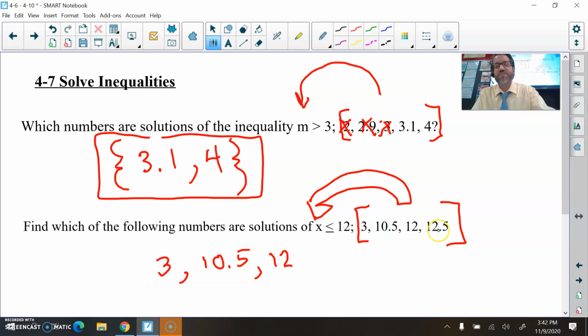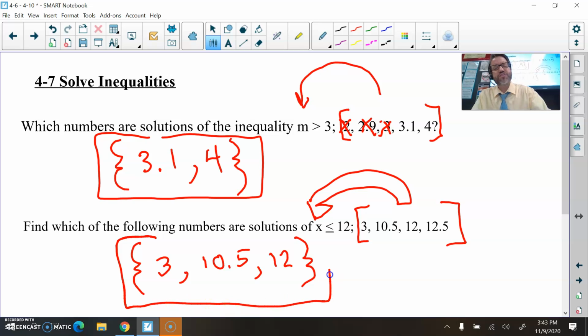We have one more to test, 12.5. Substitute it in. Is 12.5 less than 12? No, it's greater than 12, and it isn't equal to it. So I have these solutions right here. Now again, I'm going to put brackets around it to show this is my solution set. You don't have to put brackets around it. Honestly, when you get to the assignment, it's just going to be multiple choice anyway, right? But I like to put brackets around my solution set. 3, 10.5, and 12 are the values in this list of choices here that would fit in this category of being less than or equal to 12.